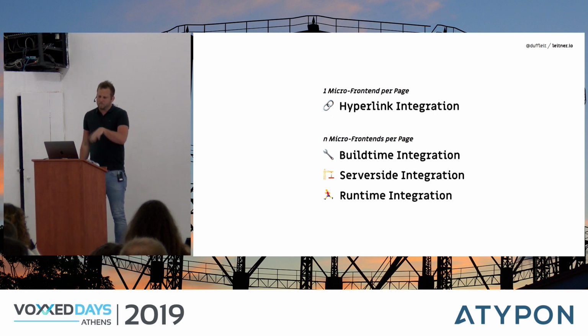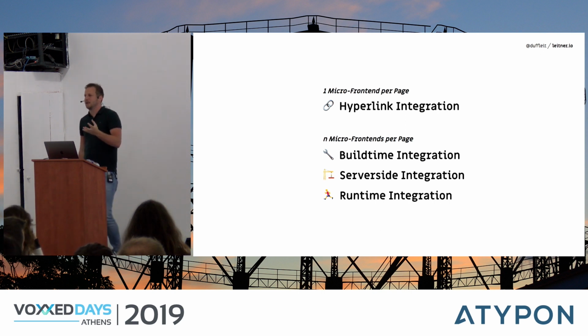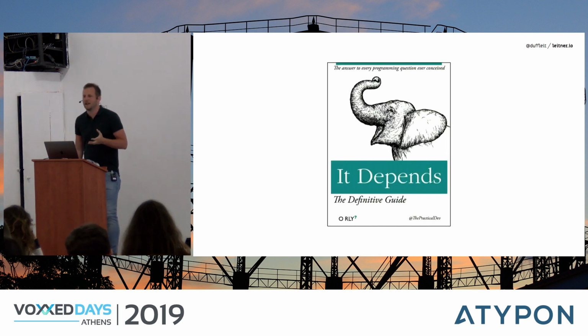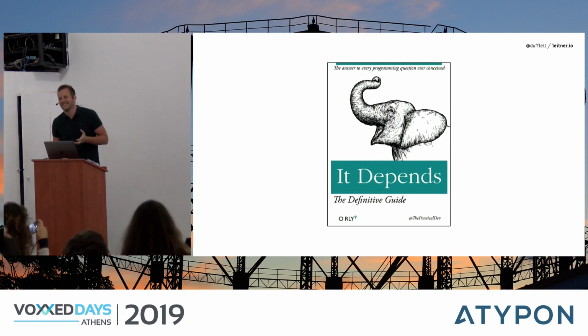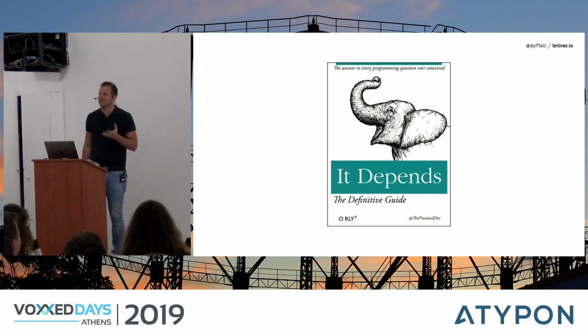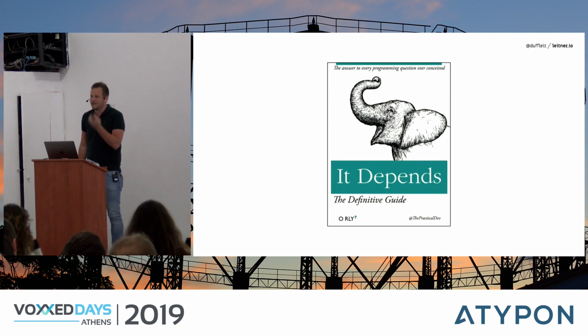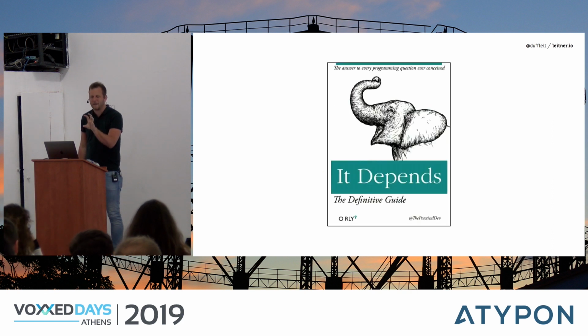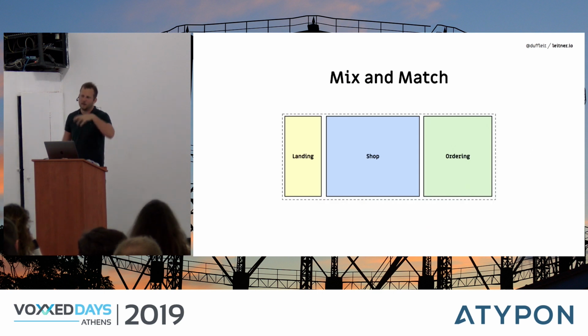So we've seen a lot of different ways now how we can build micro-frontends. We have actually seen four: hyperlink integration, build-time integration, server-side integration, runtime integration. So which one to choose again, right? And I always recommend my clients this book. It's sad, but it's really true. It really depends. And it really depends in this case because you shouldn't go for one of them. You should really select the best of all worlds. So you should mix and match. That's how I tend to call it.